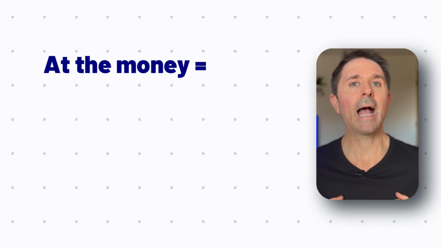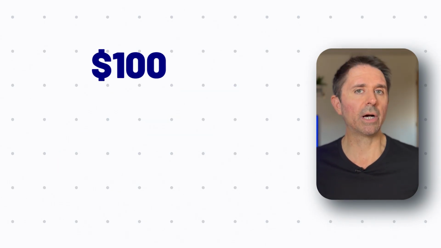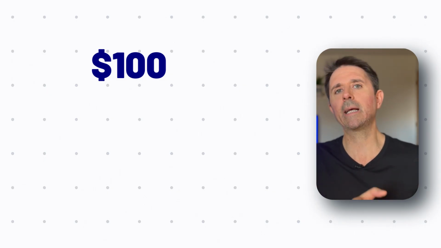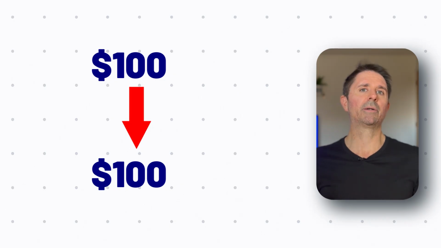And of course, at the money is exactly when the strike price matches the price in the underlying market. So if you have the right to sell a stock at $100 or £100 and the market is trading at $100 or £100, then that would be an at the money option as well. Same as we learned with call options.